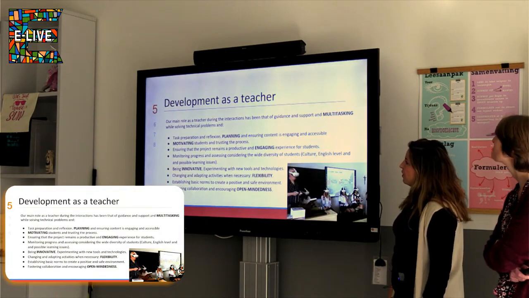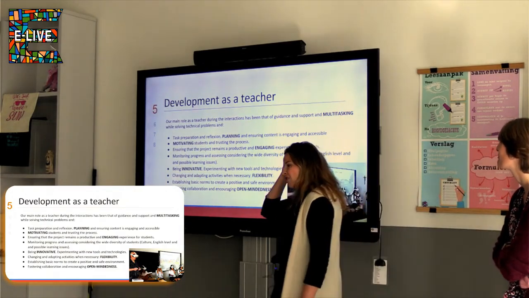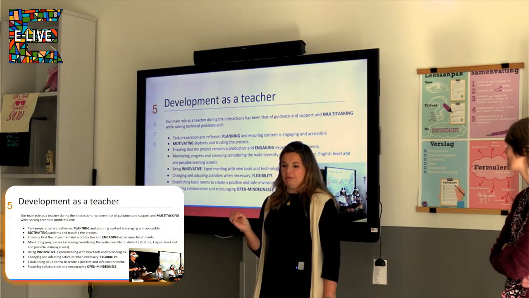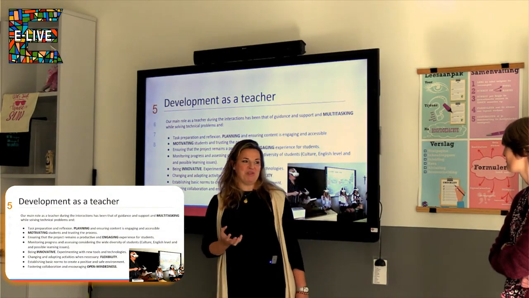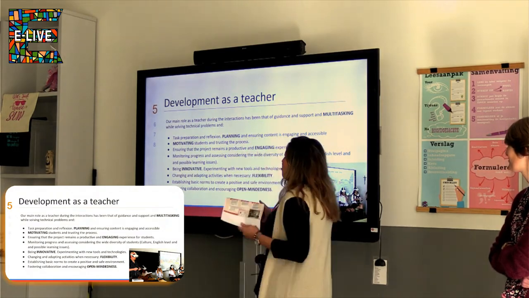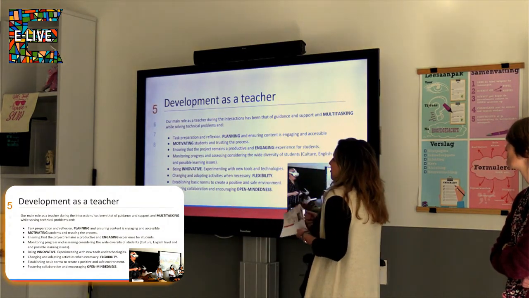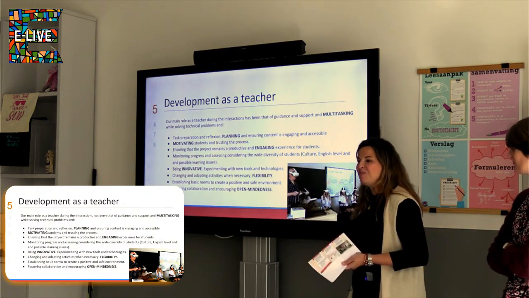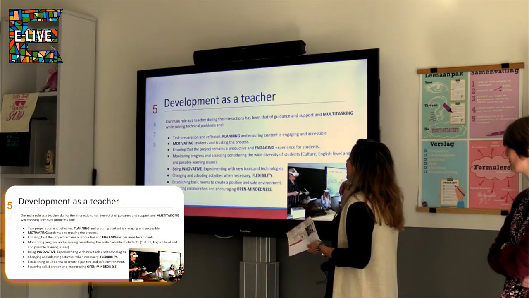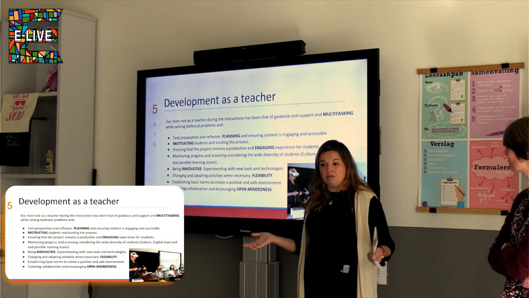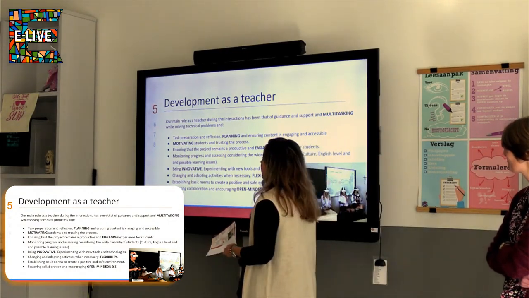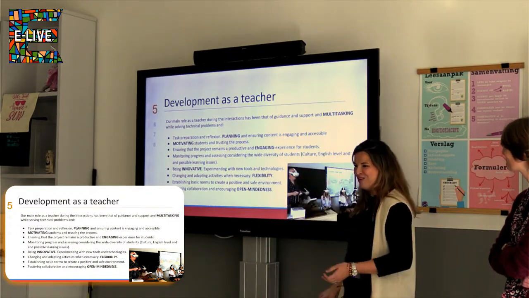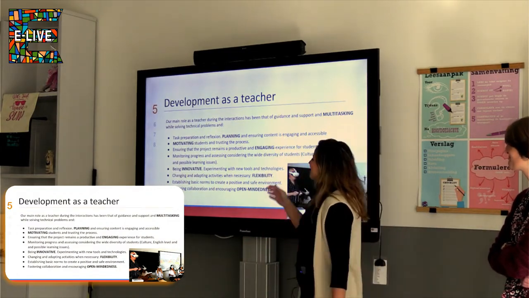Now we move on to development as a teacher. This should be called, more than anything else, what do we do? Like, what's our job description? What were we doing? We started guiding and supporting our students. We wanted them to feel supported and guided, and we finished multitasking, which is quite common, and we had to be open to it, and then solving technical problems that we never thought we were going to be able to solve. So we started by planning.